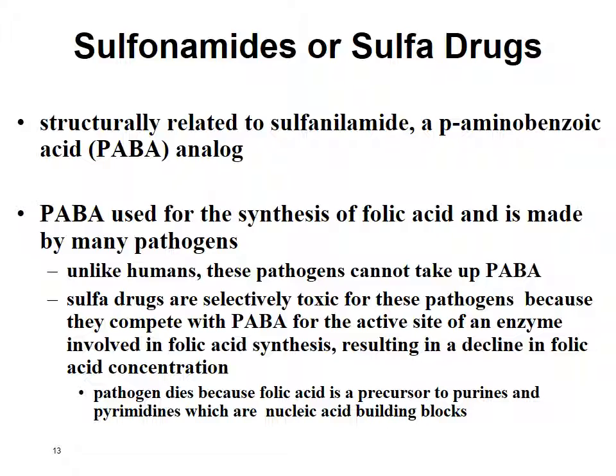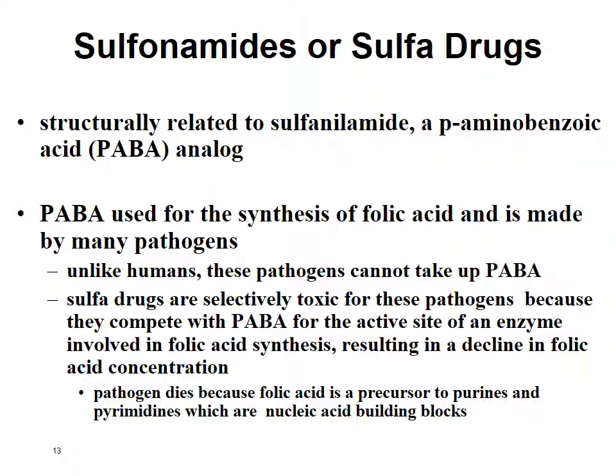And this results in a decline in folic acid concentration. This decline is detrimental to the bacterium because folic acid is a critical precursor of purines and pyrimidines. These are the bases used in constructing DNA, RNA, and other important cell constituents. So the resulting inhibition of purine and pyrimidine synthesis leads to a cessation of protein synthesis and DNA replication, and the pathogen dies.